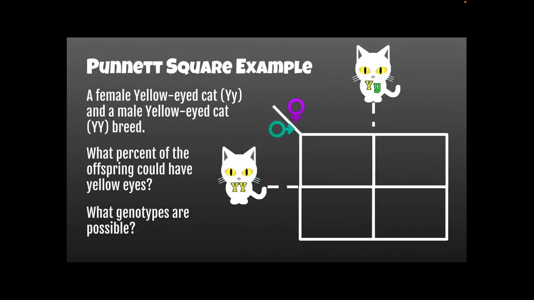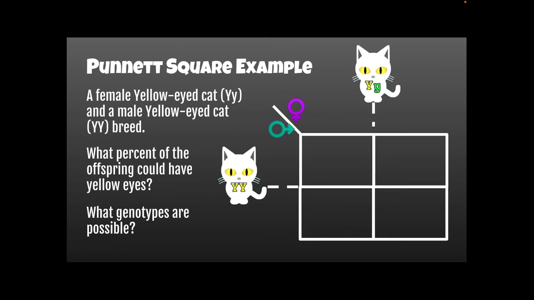All right. Now we have our scenario. A female yellow-eyed cat breeds with a male yellow-eyed cat. What do we do? To figure this out, mom up top has a capital Y and a lowercase y, and dad has only capital Y's.